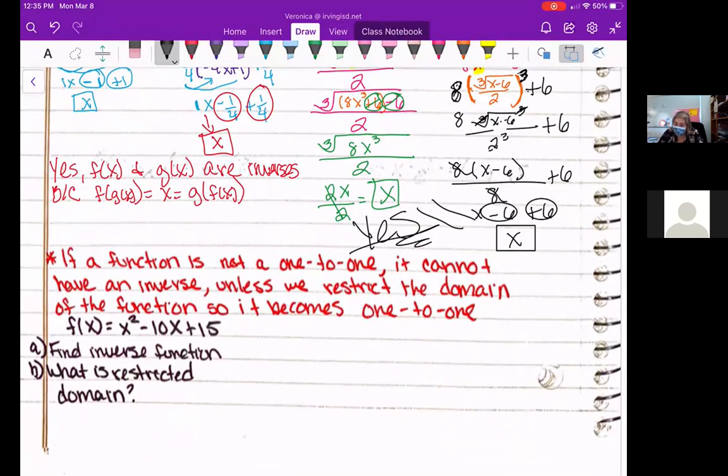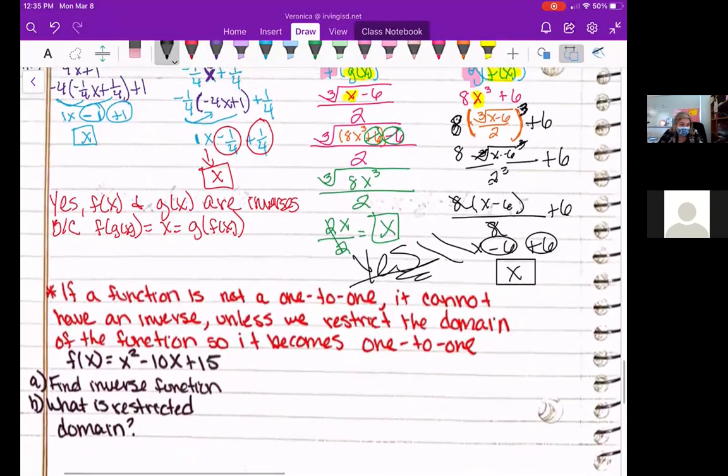Okay. If a function is not one-to-one, it cannot have an inverse unless we restrict the domain of the function so it becomes one-to-one. That sounded a little weird. Okay, hold on. I forgot to pre-work this one. Give me a few minutes.